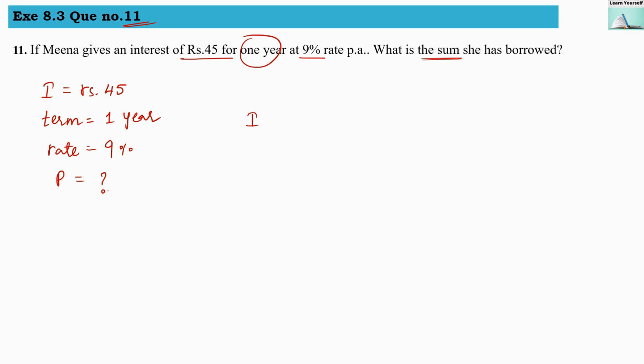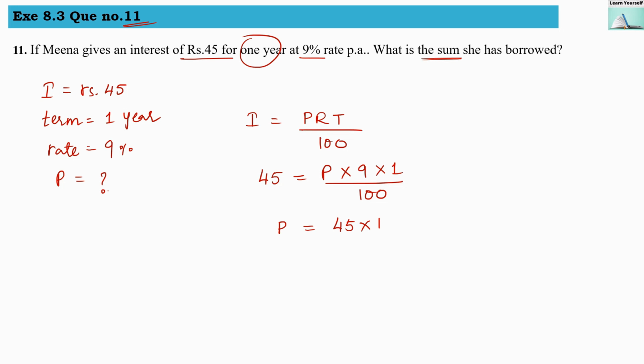So I equals PRT divided by 100. Interest we know is 45. P we are going to find out. Rate is 9. Term is 1 year, divided by 100. So P will be equal to 45 multiplied by 100 divided by 9. So 9 5s are 45. So 5 into 100 will give us 500. So principal amount is 500. So she has borrowed 500 rupees.